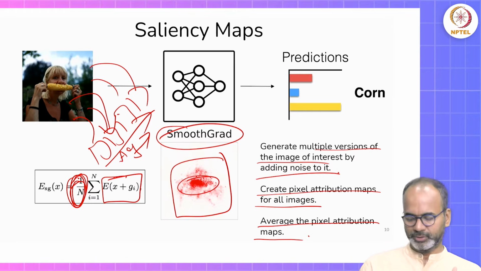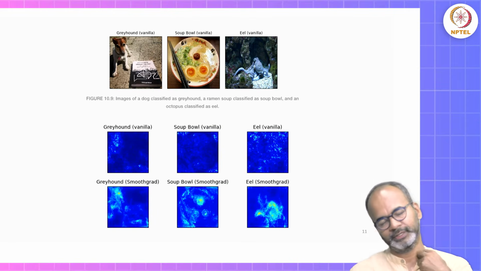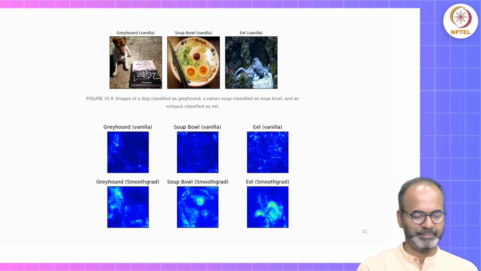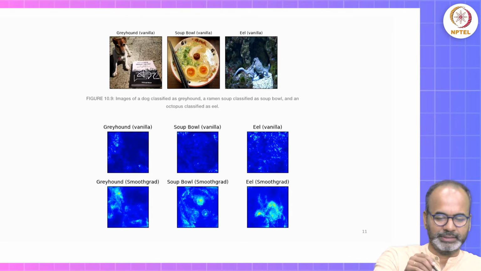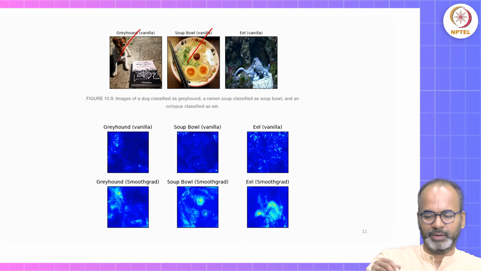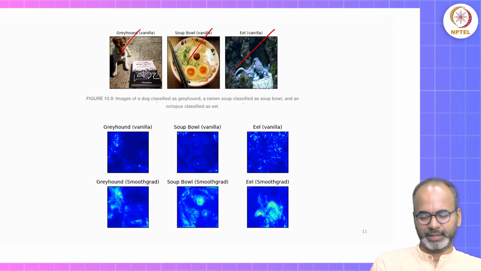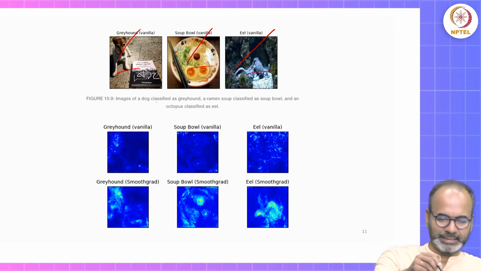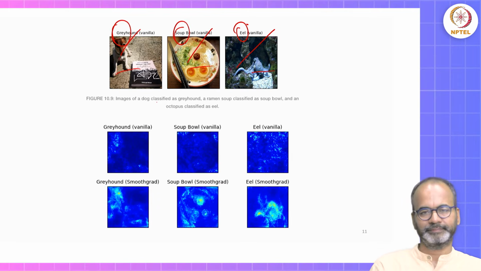Let me show you more examples of these methods. Here is an example where the input image is greyhound, here it's soup ball, here it's eel. These are images of a dog classified as a greyhound, ramen soup classified as a soup ball, and an octopus classified as an eel. So the images are dog, soup, and octopus, but they're classified as greyhound, soup ball, and eel.